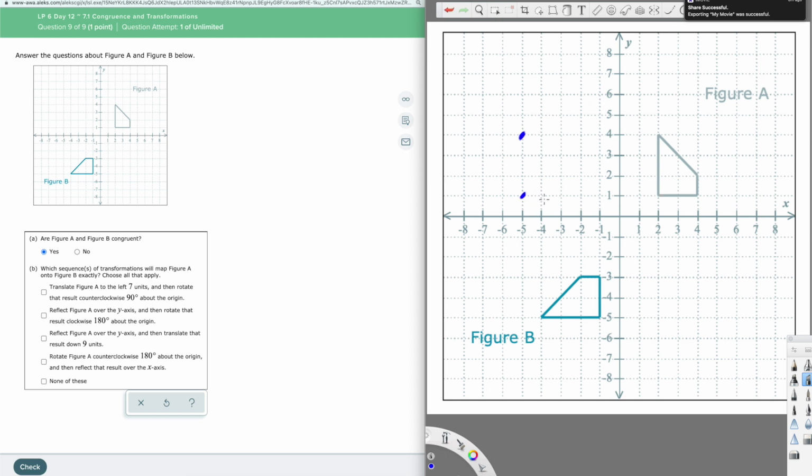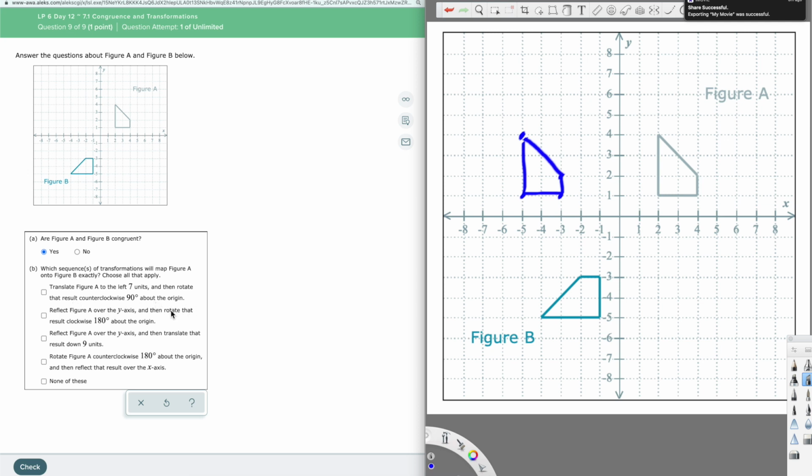This one's going to be 2 units away. 1, 2, 3, 4, 5, 6, 7. And then this one's just going to be right here. So here's my first piece that it asked me to do. And then rotate the result 90 degrees about the origin.